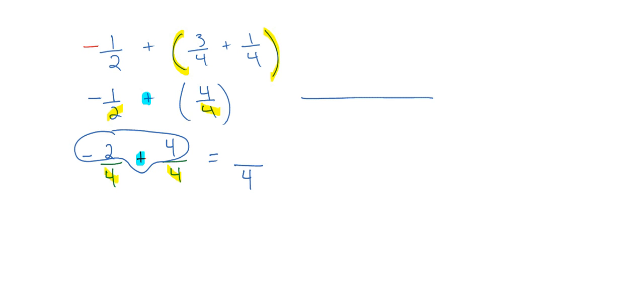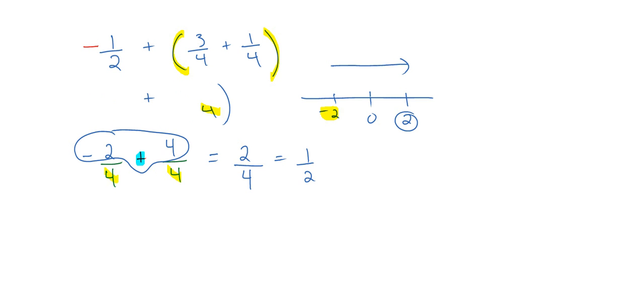Well, on the number line, here's 0, here's negative 2. If you're starting with a negative number and you're adding a positive number, that means you're going towards the right hand side. So negative 2 plus 4 would actually land you over here at positive 2. So this would be positive 2 over 4, and this would be 1/2 simplified. Okay. All right, let's go over another example here.